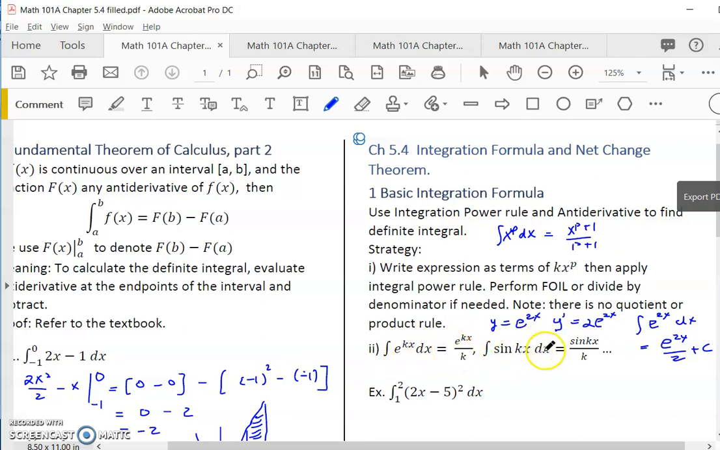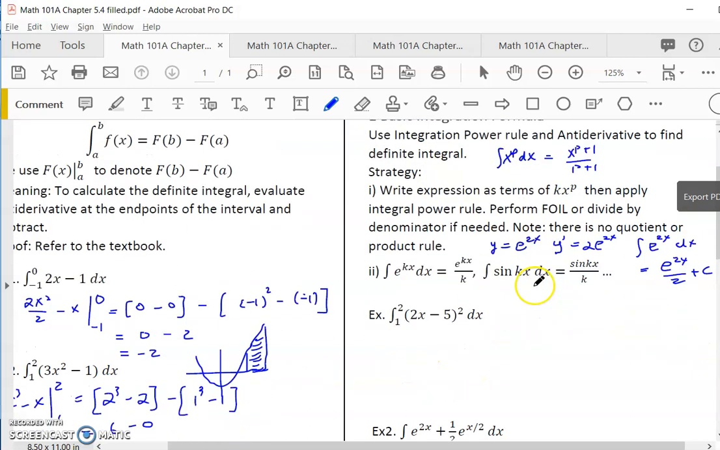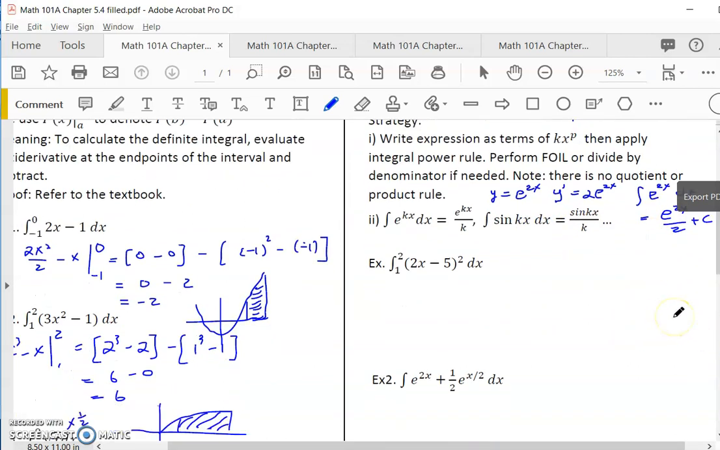And the same for sine and cosine. If I do a differentiation of sine kx, like sine 3x, I have to multiply by k for the chain rule. So if I do integration of sine kx, I will just divide it back, right? So these are simple results of the chain rule. Let's do some examples on how to apply them.